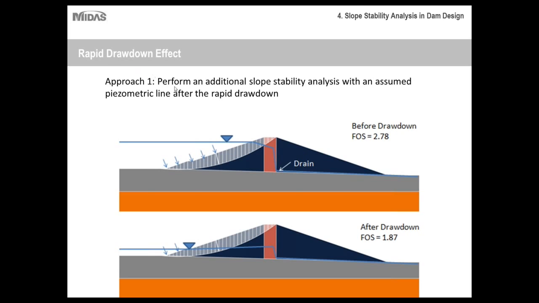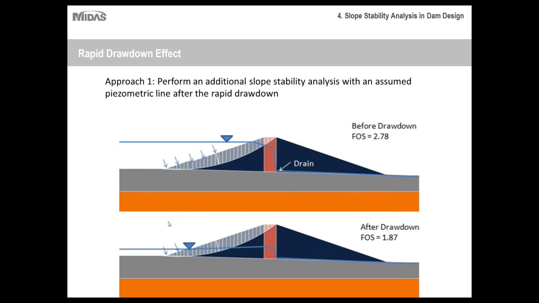There are two ways you could analyze the effects of rapid drawdown. The first approach is to perform an additional slope stability analysis with an assumed piezometric line after rapid drawdown. In other words, you'd have a before and an after. Before rapid drawdown, here's your water level. You'd calculate the factor of safety by taking into account just the hydrostatic loading, and here it's about 2.78.